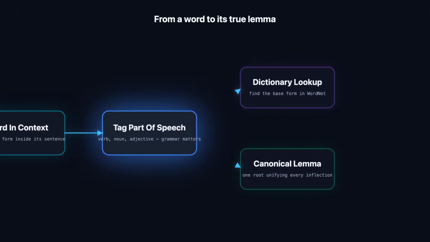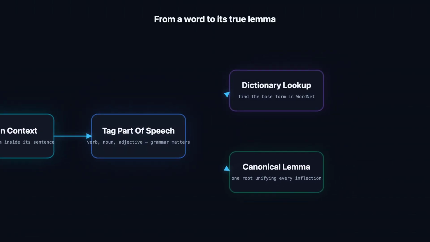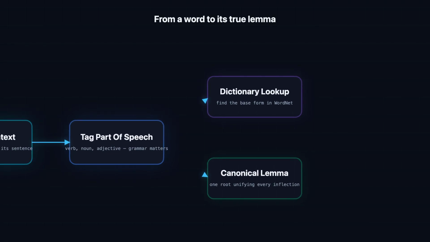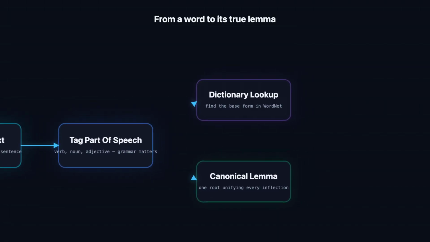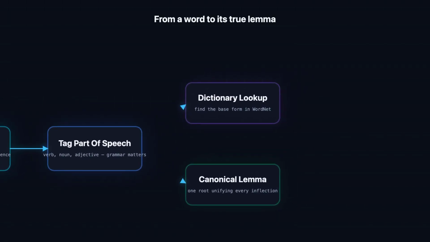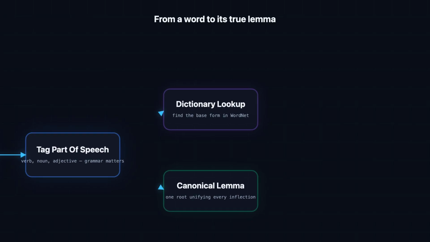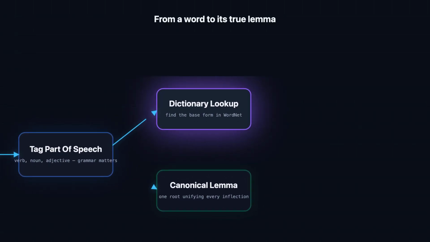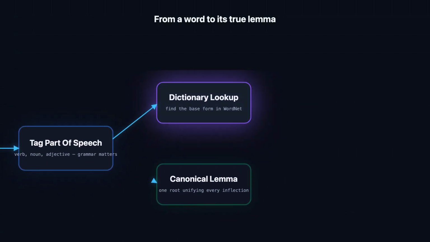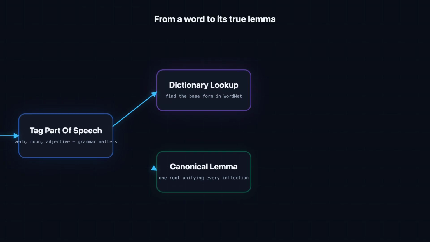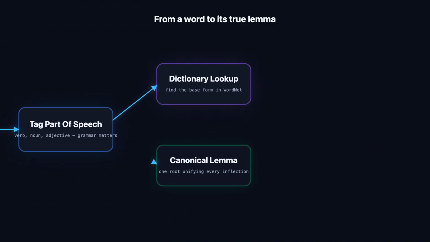Next, it tags the word's part of speech, deciding whether it is acting as a verb, a noun, an adjective, and so on. This grammatical label is what lets it choose correctly. Meeting as a verb points one way, meeting as a noun points another. With the part of speech known, it looks the word up in a dictionary or a resource like WordNet to find a canonical base form registered for that particular usage.